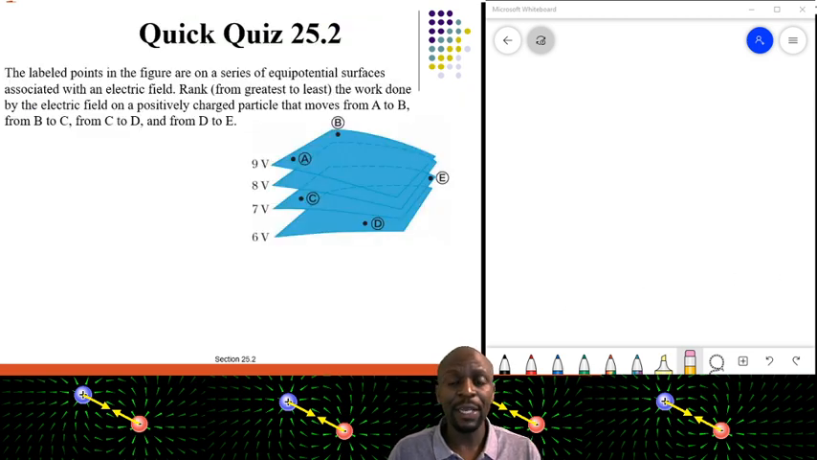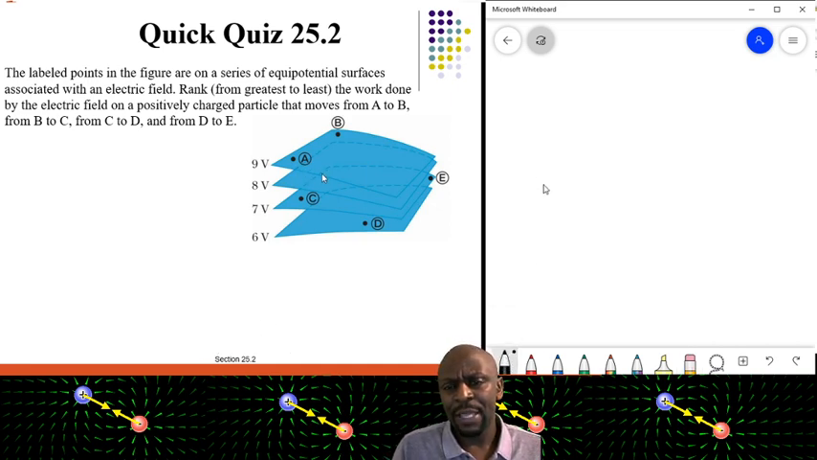Right. Now, let us also do the following quick quiz. The labeled points in the figure are on a series of equipotential surfaces associated with an electric field. Rank from greatest to least the work done by the electric field on a positive charged particle that moves from A to B, from B to C, from C to D, and from D to E. Let me start with A to B for clarity. A and B are on the same potential. Therefore, there is no work that needs to be done to move that particle from one point to the other.